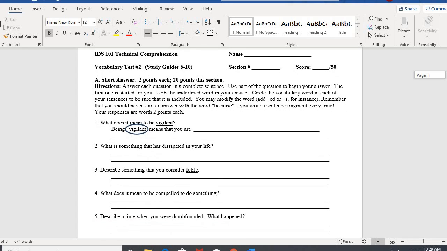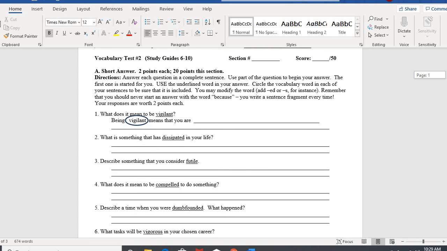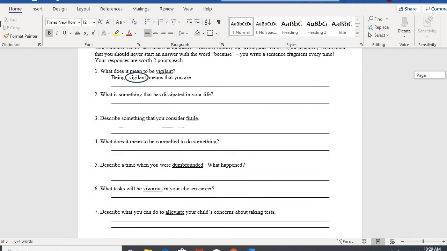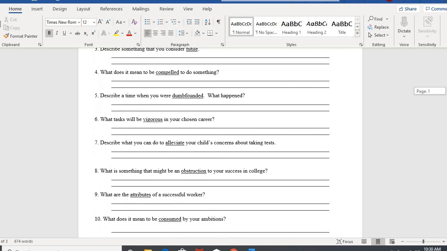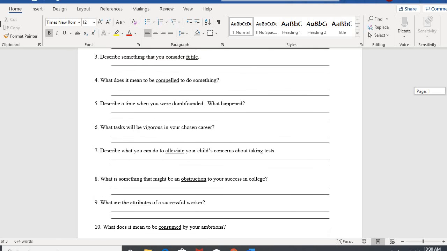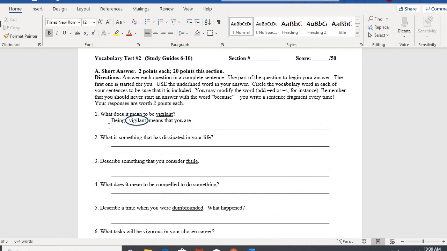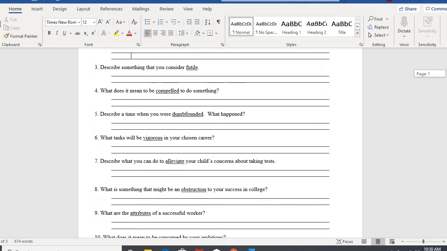So part A is short answers, so make sure that you're answering all parts of the question. So for instance, question 5 says, describe a time when you were dumbfounded. What happened? So just make sure that you address all parts of the questions. The rest are pretty straightforward. So again, on part A, you are not just writing down, dissipate means to. No, it's asking you, what is something that has dissipated? So you're answering the question, which demonstrates your knowledge of the word.